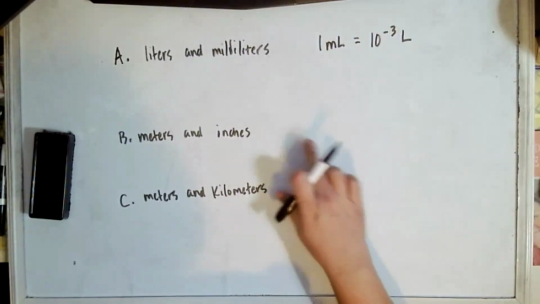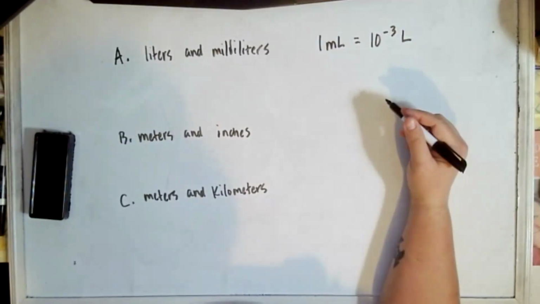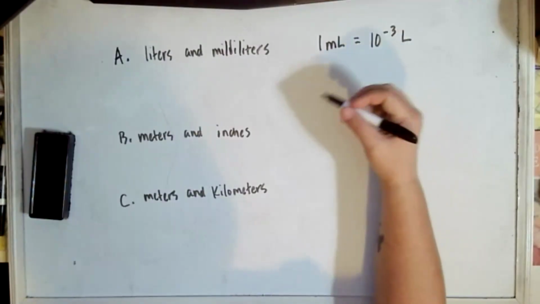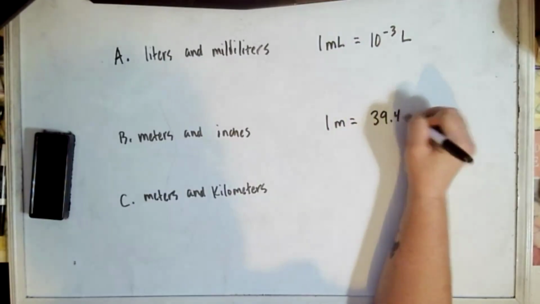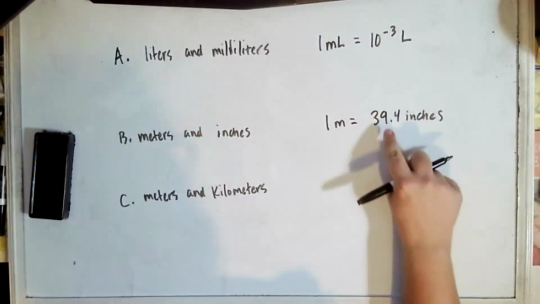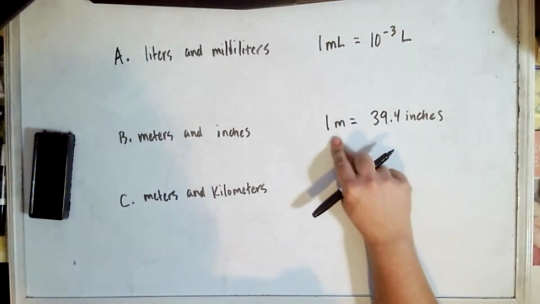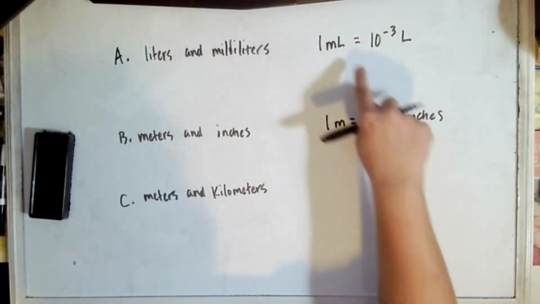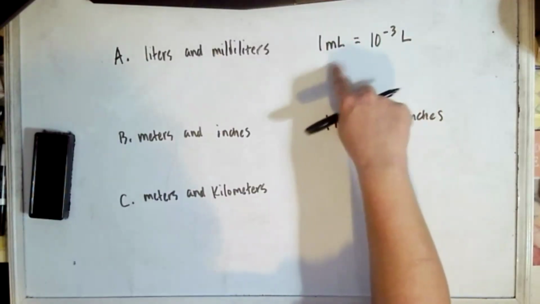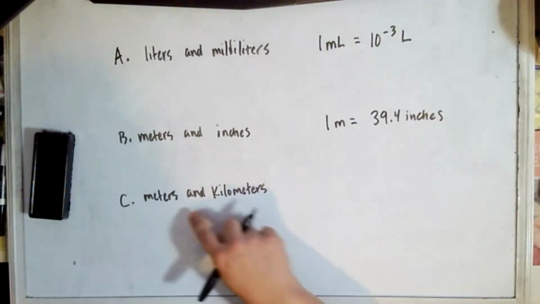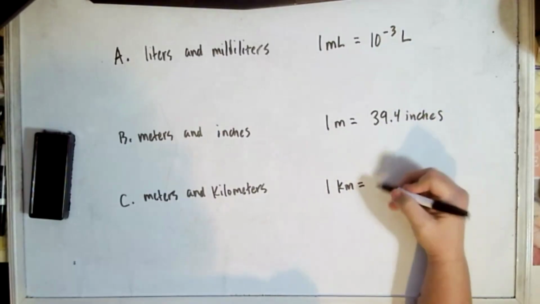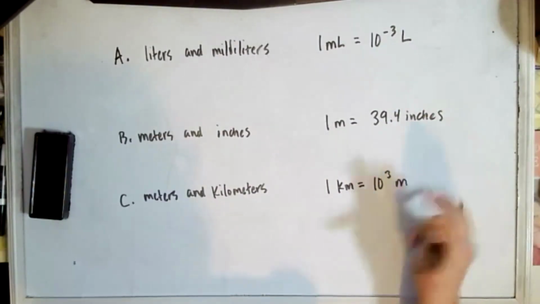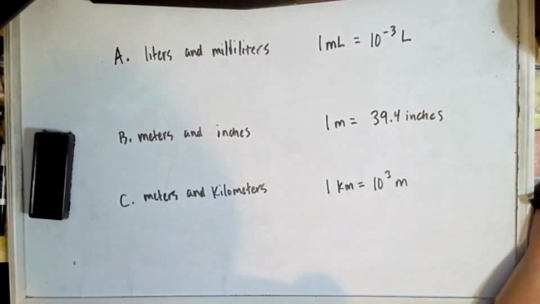For my meters and my inches, I'm going to look on the table. All right, it says that 1 meter equals 39.4 inches. That is a measured value. That one's measured. Okay. In this equality, both of these are metric, so they're both exact. And then down here with meters and kilometers, every 1 kilometer is going to be 10 to the 3 meters. And this is metric, so this is also going to be exact.